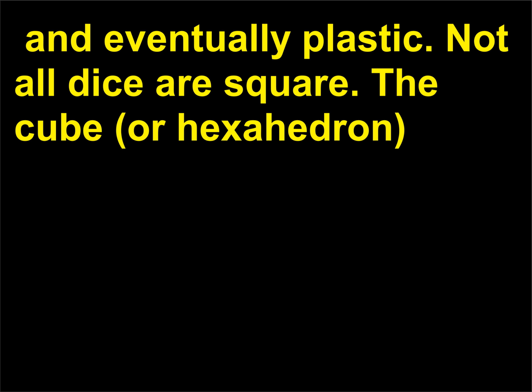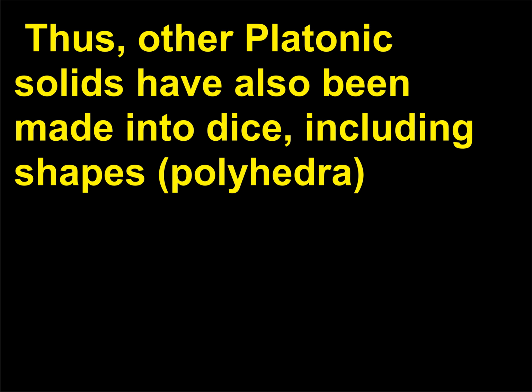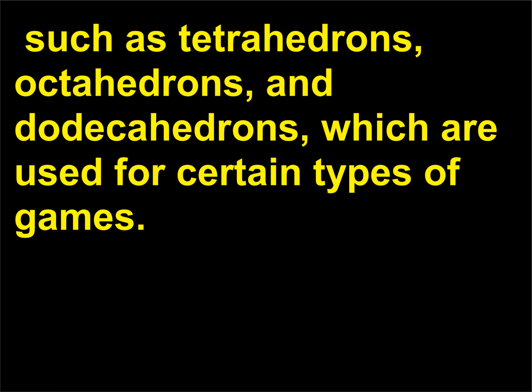The cube, or hexahedron, belongs to the group of 5 Platonic solids, or solids formed by regular polygons. Thus, other Platonic solids have also been made into dice, including polyhedra such as tetrahedrons, octahedrons, and dodecahedrons, which are used for certain types of games. For more information about Platonic solids and polyhedra, see geometry and trigonometry.